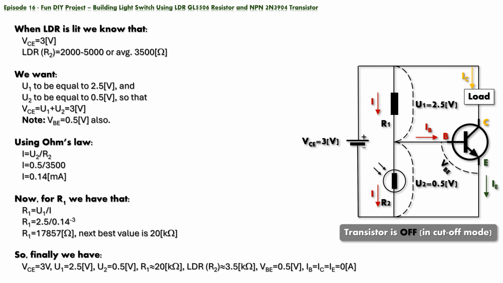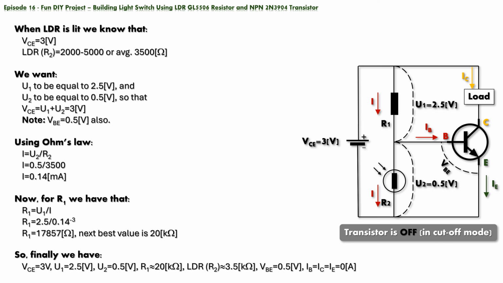We know from before that resistors R1 and R2 share the same current. So, let's calculate the shared current for R1 and R2. Since we know the value for R2 to be equal to 3.5 kiloohms, and the voltage drop across R2 equals the desired 0.5 volts, by using Ohm's law, we calculate that the current through R2 equals 0.14 milliamperes.